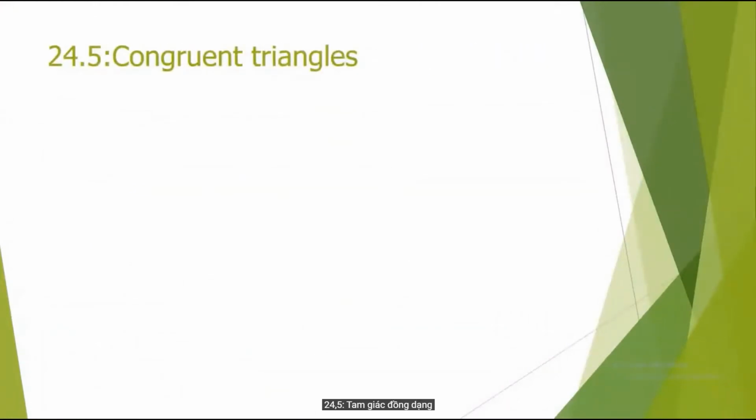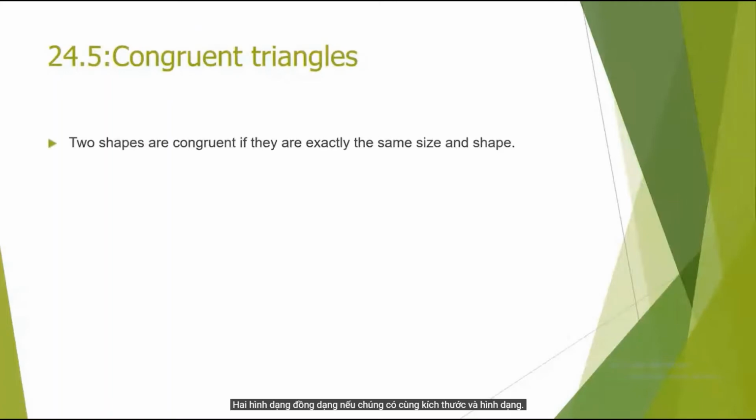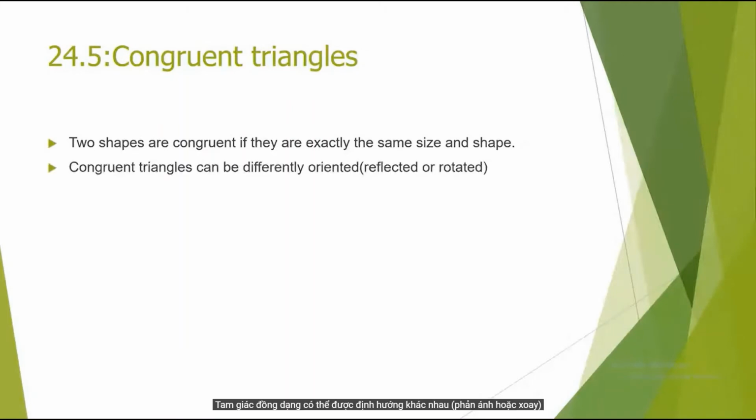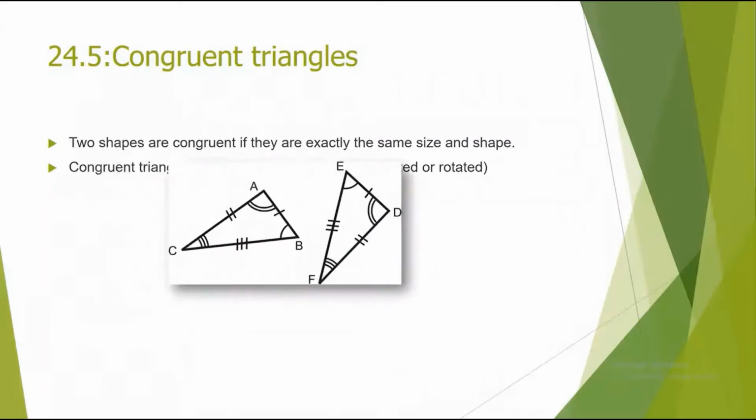The first one is 24.5, congruent triangles. Two shapes are congruent if they are exactly the same size and shape. Congruent triangles can be differently oriented. It means that they can be reflected or rotated.